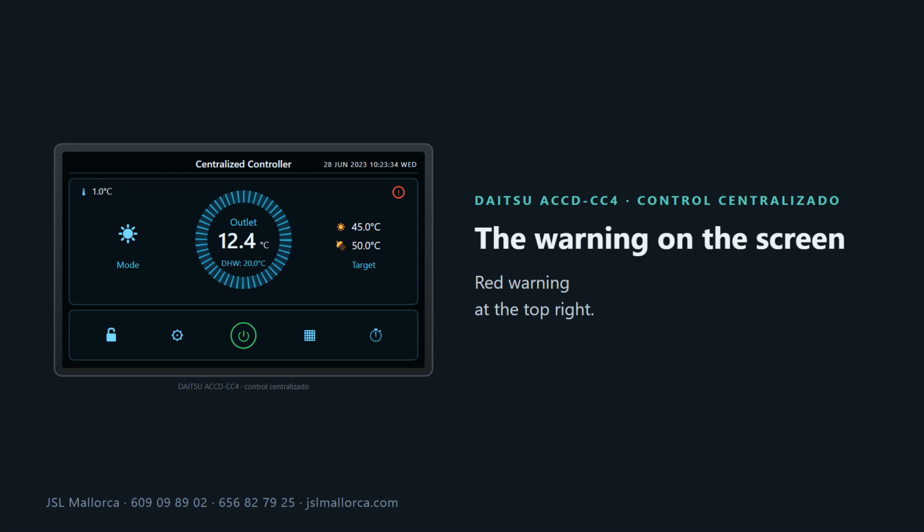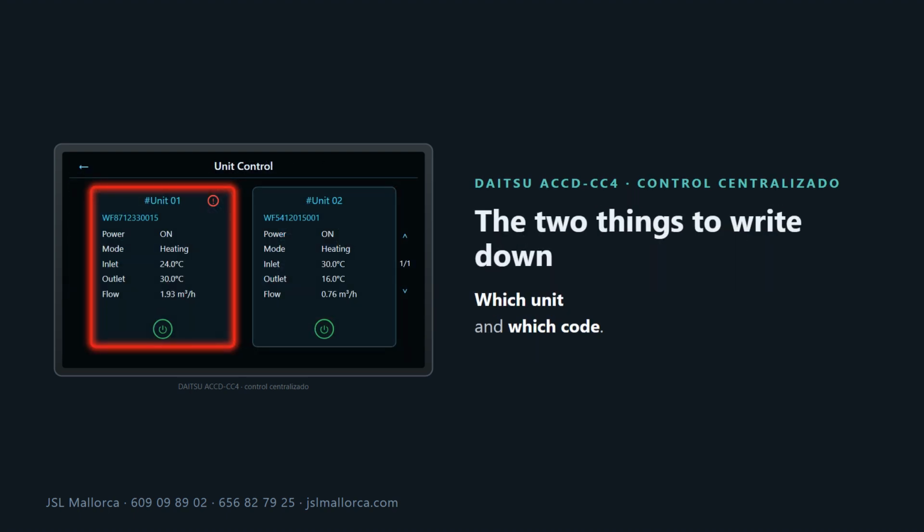If a unit in your installation develops a fault, the centralized controller tells you with a red warning at the top right. To find out which one, go into the unit status. The one with the fault has the warning flashing on its card. There you have the two things you need: which unit is complaining and what code it's giving. Write both down, because on their own they don't get you far. The code says what's wrong and the unit number says where, and on a 16-machine installation that's half the job.